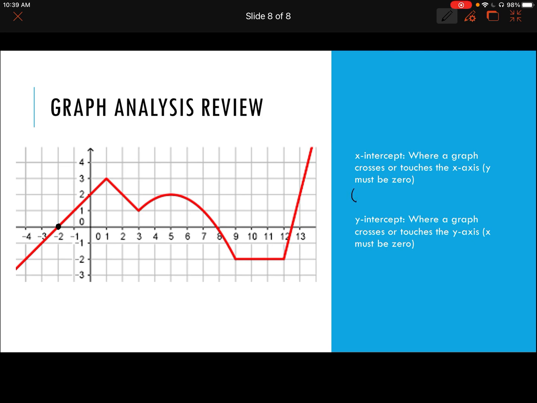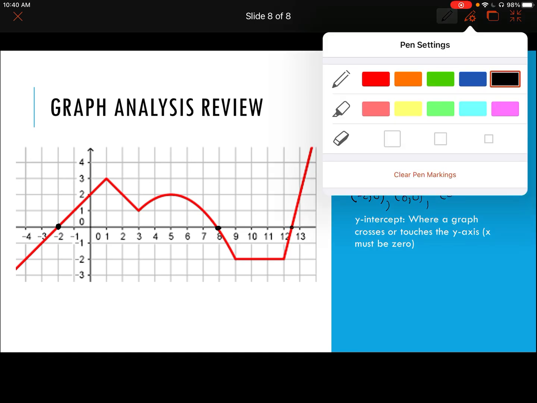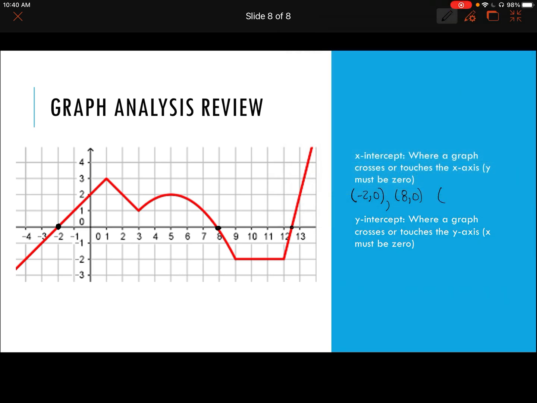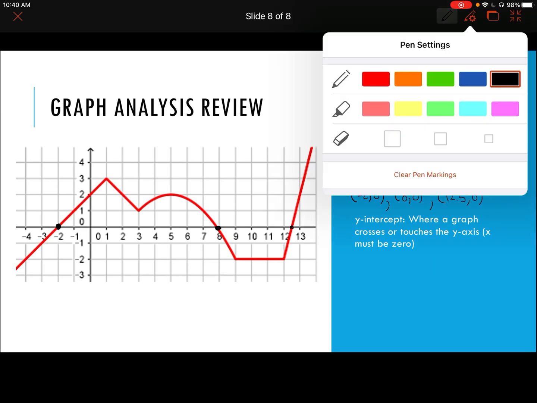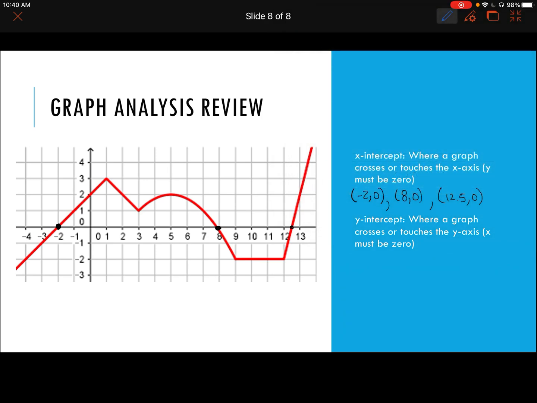Make sure you express these as coordinates. So it's going to be -2, 0. We have another x-intercept of +8, 0. And then we have one more of 12.5, 0. Y-intercepts are going to be where the graph crosses or touches the y-axis.